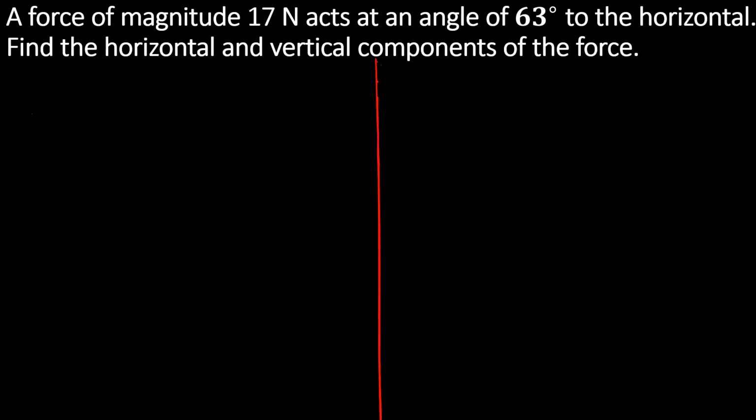A force of magnitude 17 Newton acts at an angle of 63 to the horizontal. Find the horizontal and vertical component of the force. Okay, let's solve it.